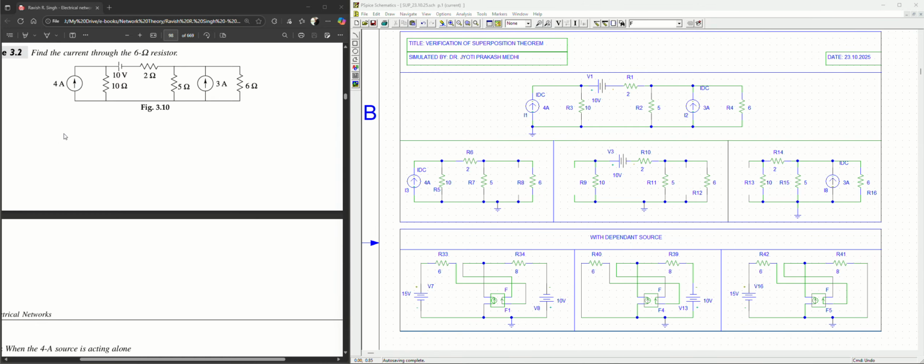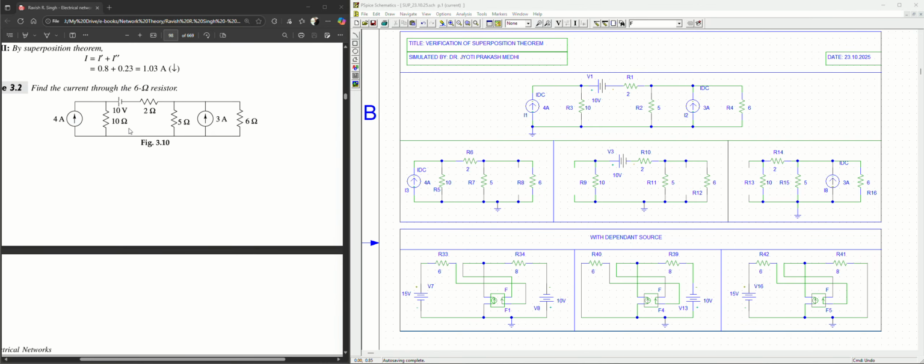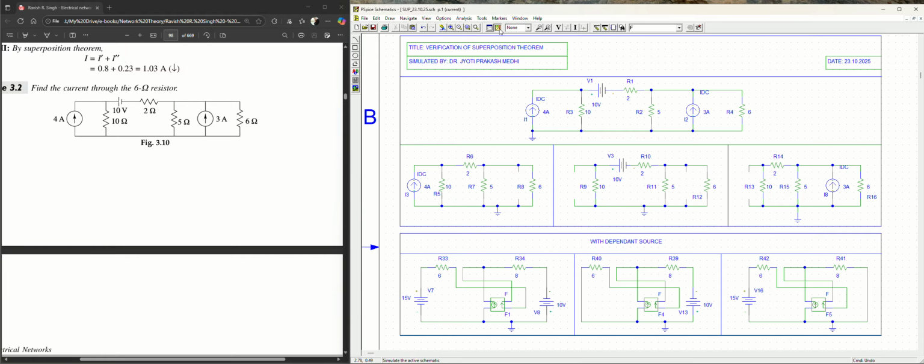As you can see here, it is mentioned in this book: 4 ampere, 10 ohm, 10 volt, 2 ohm, 5 ohm, 3 ampere and 6 ohm. So we have three sources here. This is our circuit, which we have made using PSPICE. Now let's run the circuit and see what values we get.